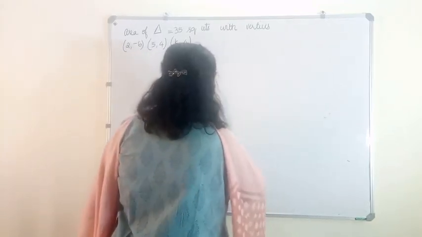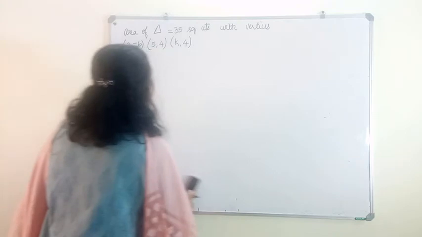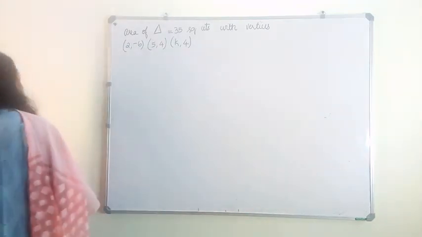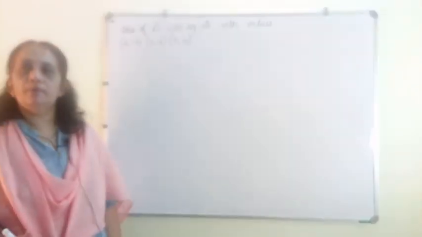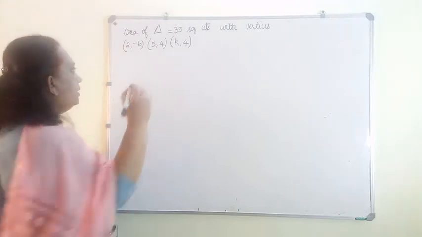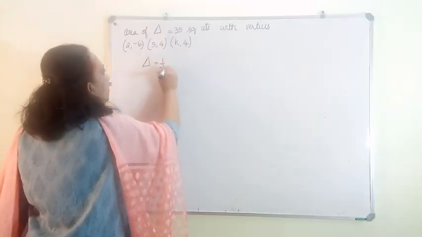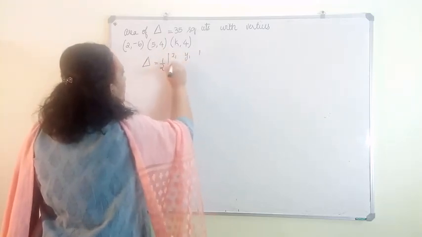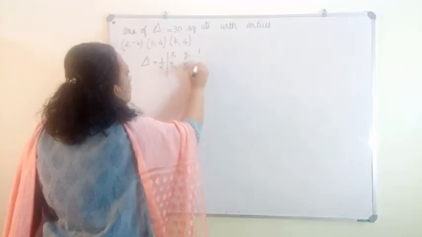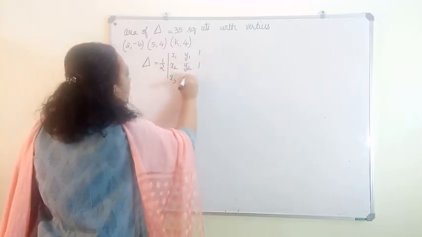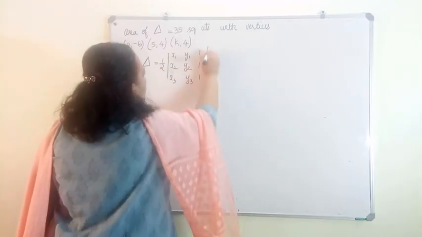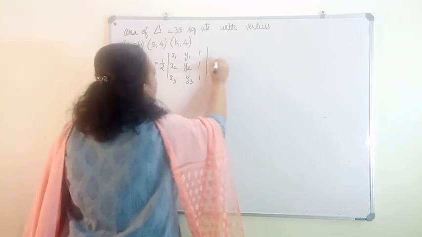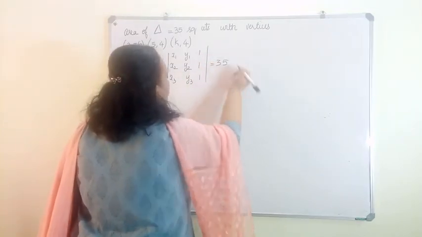So here what is given? Area of the triangle is given. Area of the triangle is given to be 35 square units. So what is area of the triangle? Area of the triangle is equal to half into determinant x1 y1 1, x2 y2 1, x3 y3 1. This is given to be equal to 35 square units.